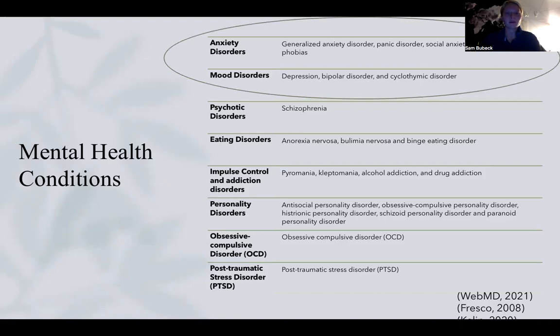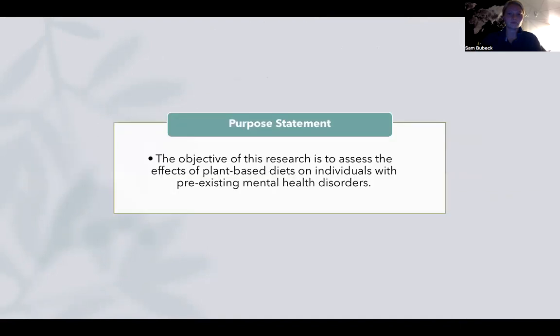For my research, I focus specifically on anxiety disorders and mood disorders because focusing on all of the disorders just was not realistic to find enough research and to really synthesize that research. And to reiterate my purpose statement, the objective of this research is to assess the effects of plant based diets on individuals with pre existing mental health disorders.